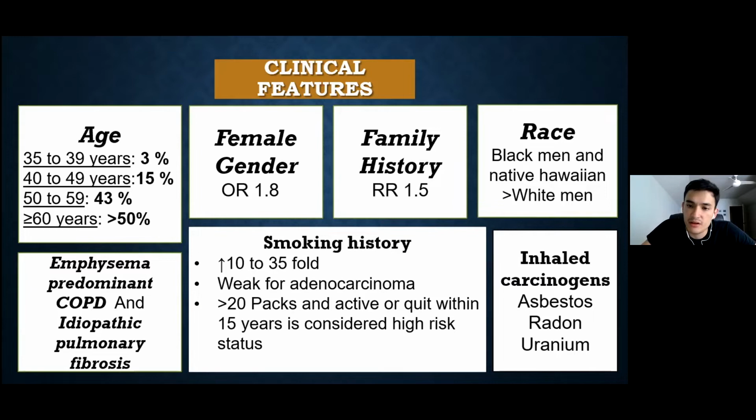Family history of lung cancer is also an important clinical feature. Race: Black men and Native Hawaiian have increased risk compared to white men. Some comorbidities like emphysema-predominant COPD and idiopathic pulmonary fibrosis are also risk factors. Smoking history. This is particularly important for squamous cell lung cancer, large cell carcinoma, and small cell cancer. Not so much for adenocarcinoma, but it's an important risk. And inhaled carcinogens like asbestos, radon, and uranium.